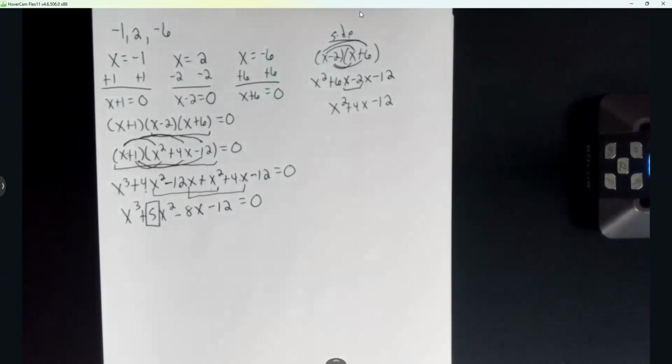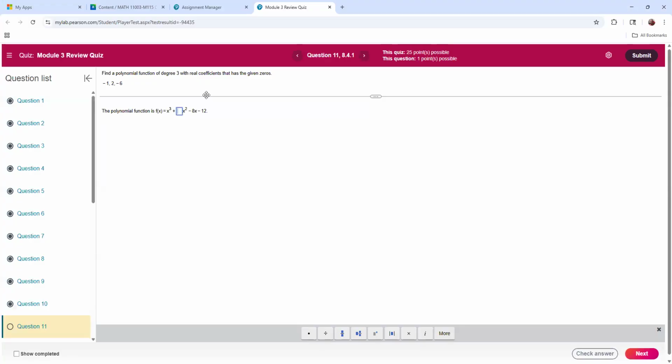All right, y'all, so let me go find that out and put that in MyMathLab. And like I said, everything matches up, so all we had to do is put a 5 right there.